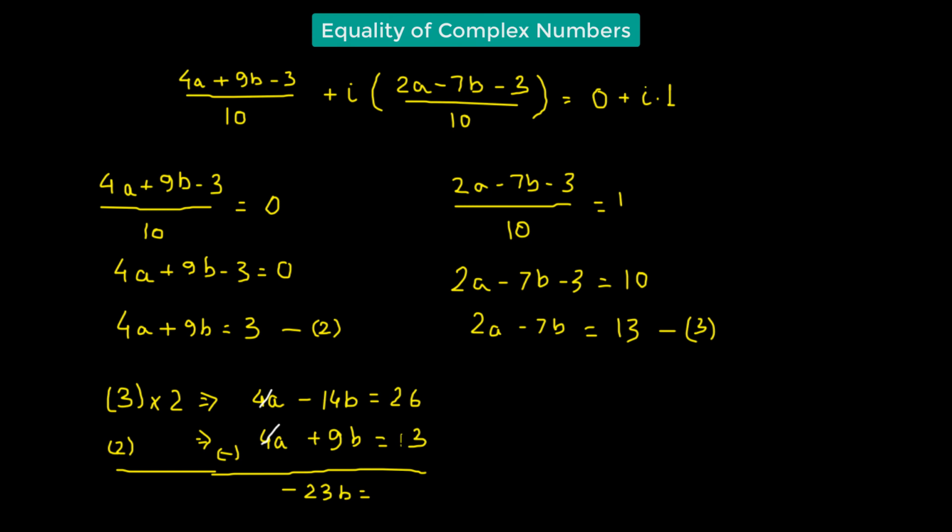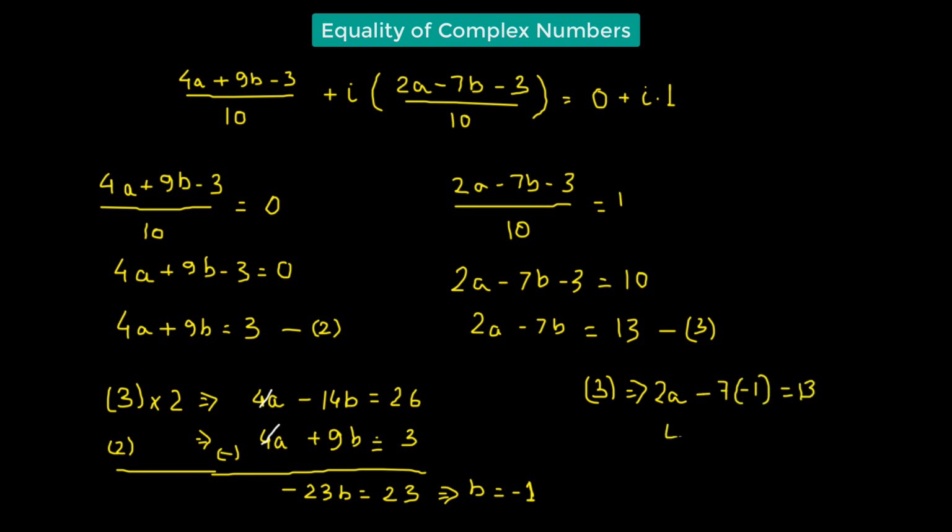This is not 13, this is simply 3. So let me remove it. This is simply 3. So we have 26 minus 3, which is positive 23, and that gives us b equals negative 1. So now that we have the value of b, let us substitute into equation number 3.